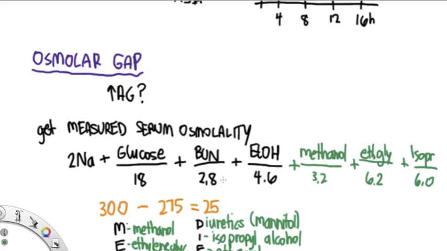Now, let me just say one thing. If you have a normal osmolar gap, that doesn't mean that there are no osmotic agents present. It doesn't work that way. Just if it's high, you better go look for them.